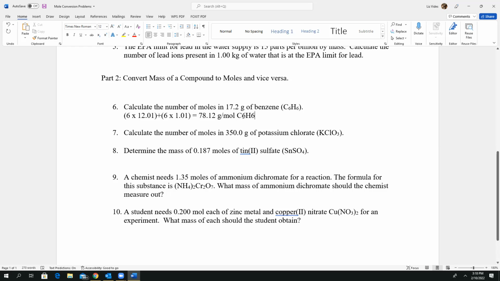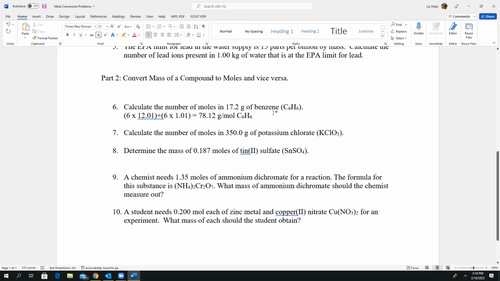C6H6. There you go. Which is like this, or you can call it benzene, whatever you want. Okay, all right, so that is it. Now that's the molar mass.